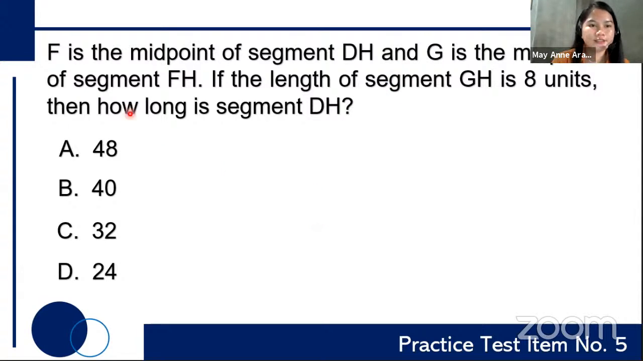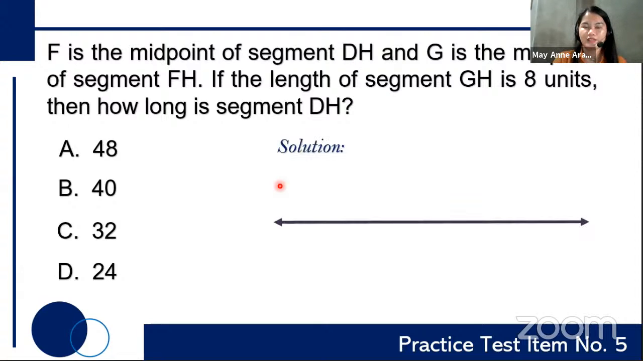Okay, again, F is the midpoint of segment DH. So yun muna i-draw natin. Segment DH. So, you have DH here. And the midpoint, meaning nagpo-fall yun between them, 'di ba? Yung point F.